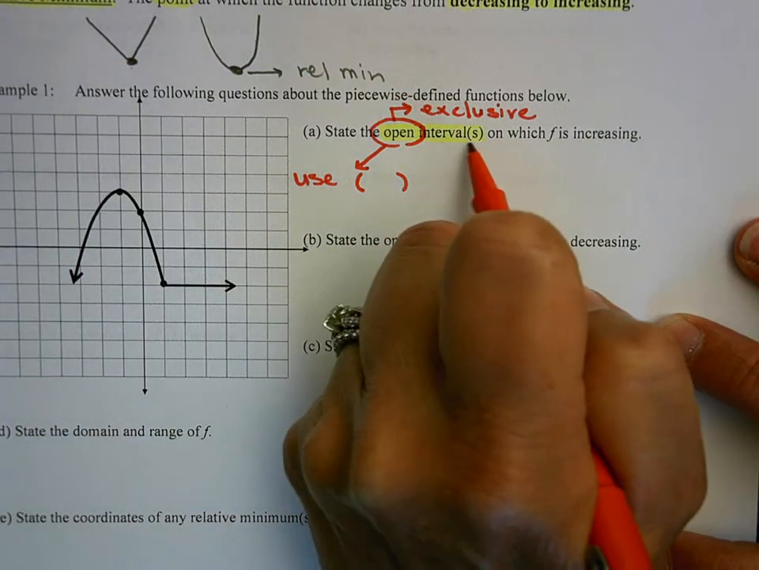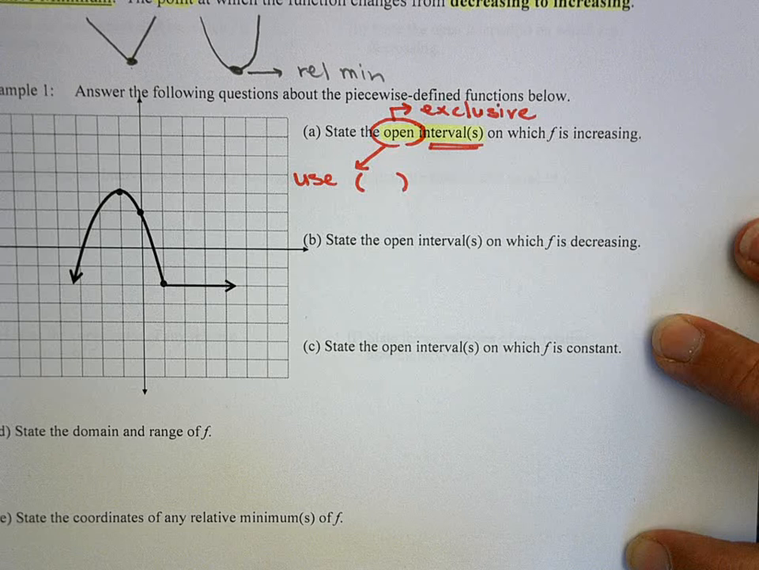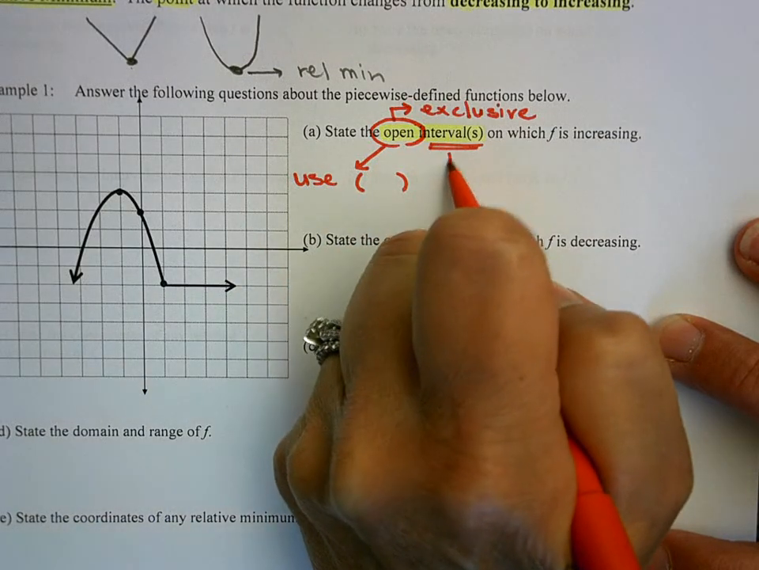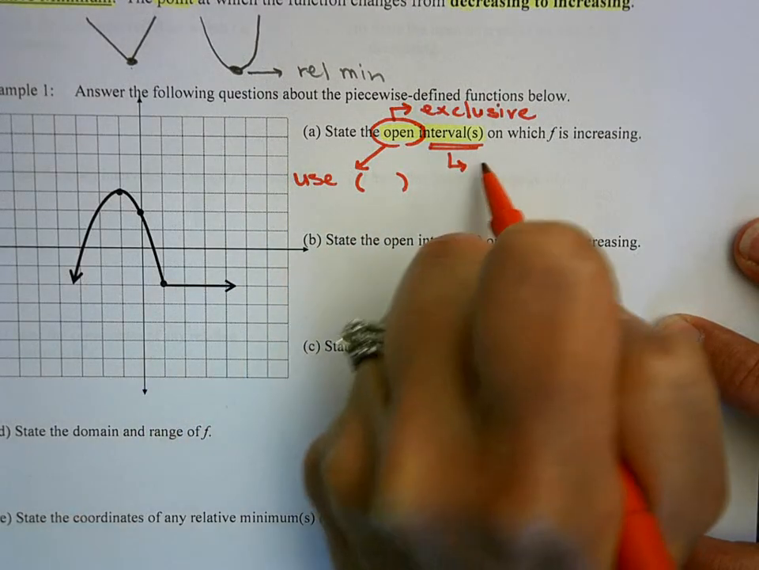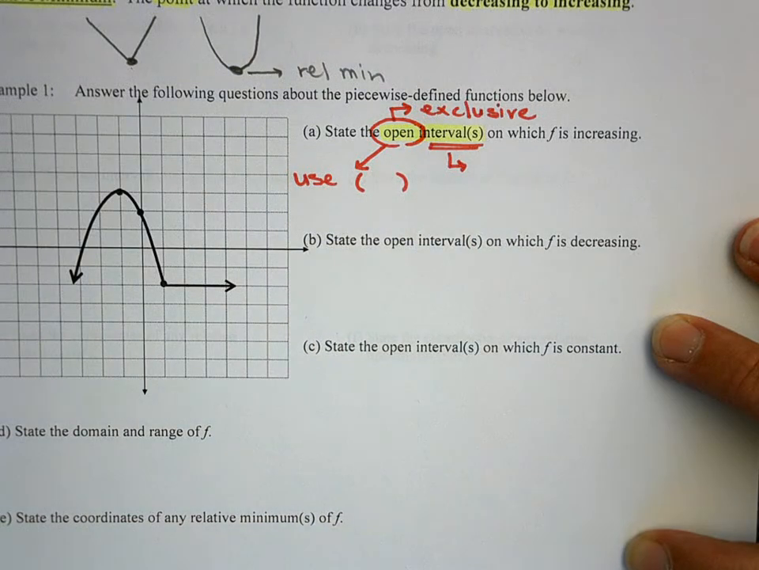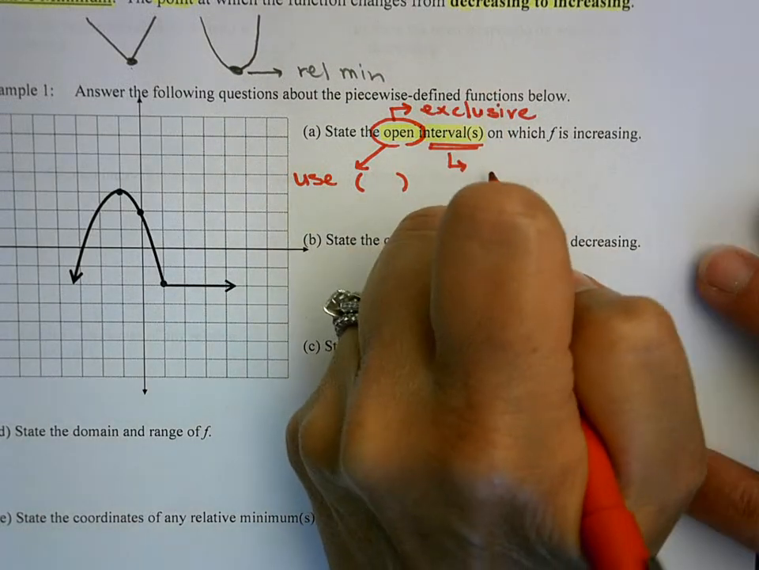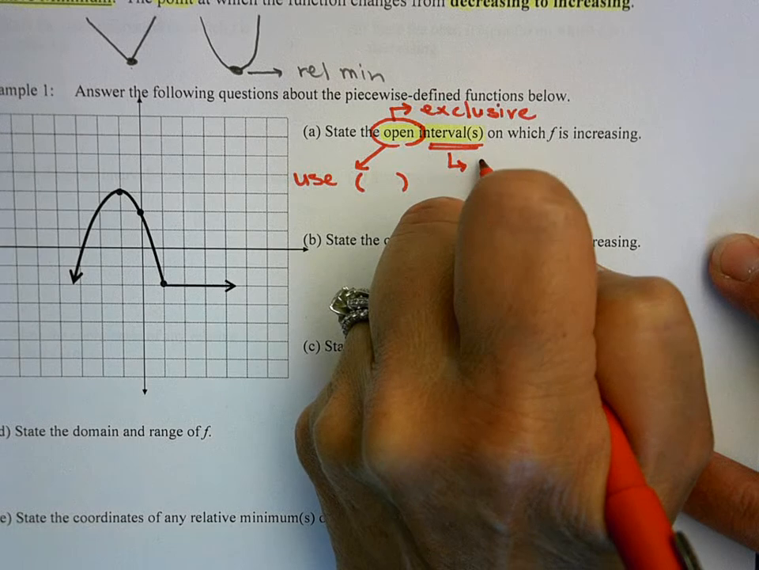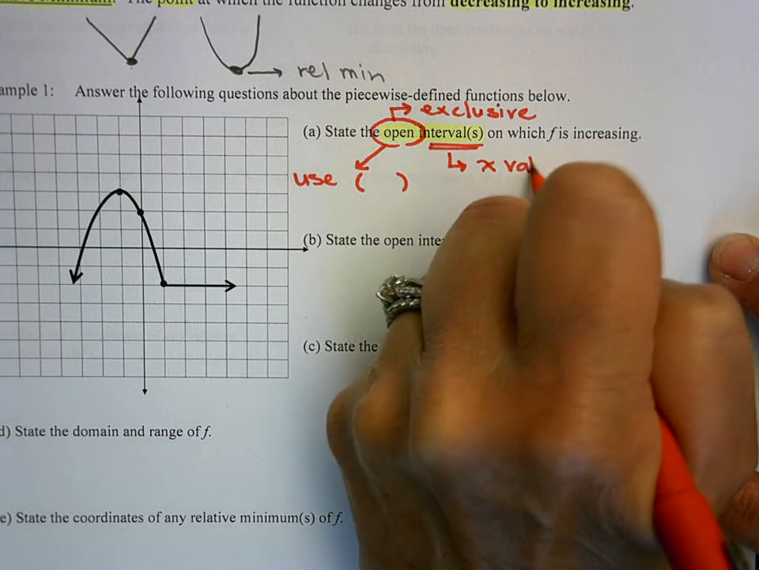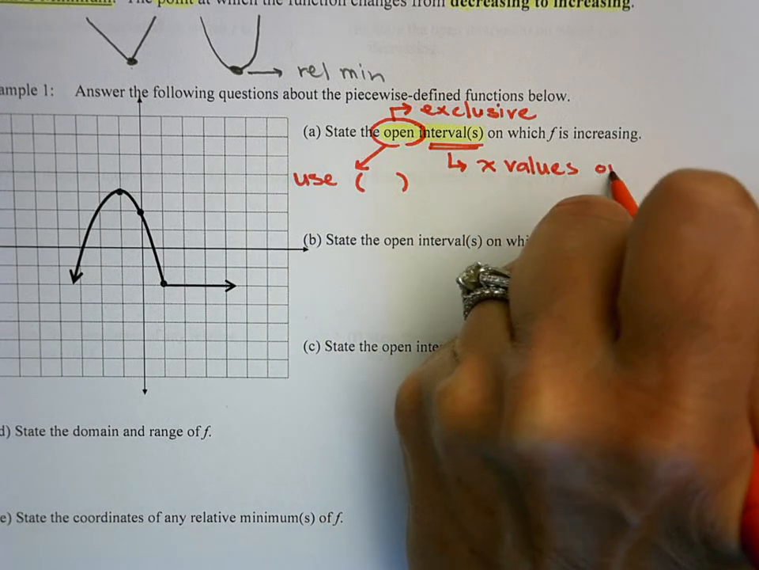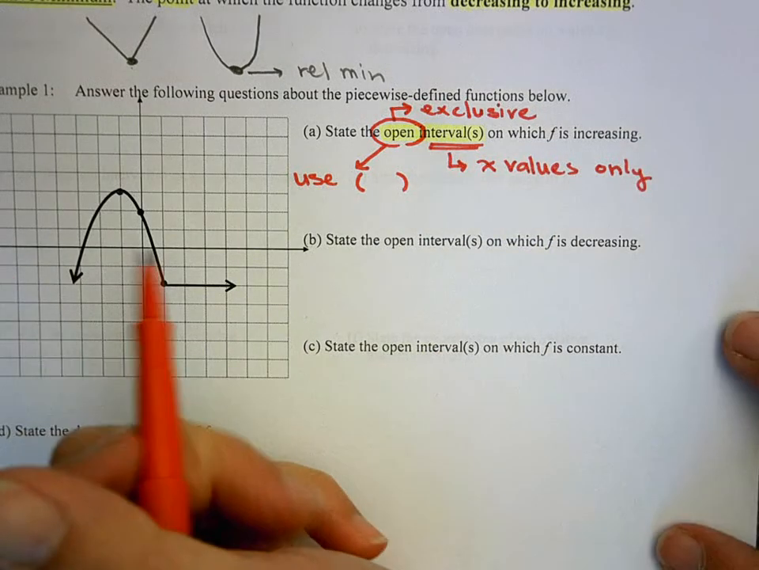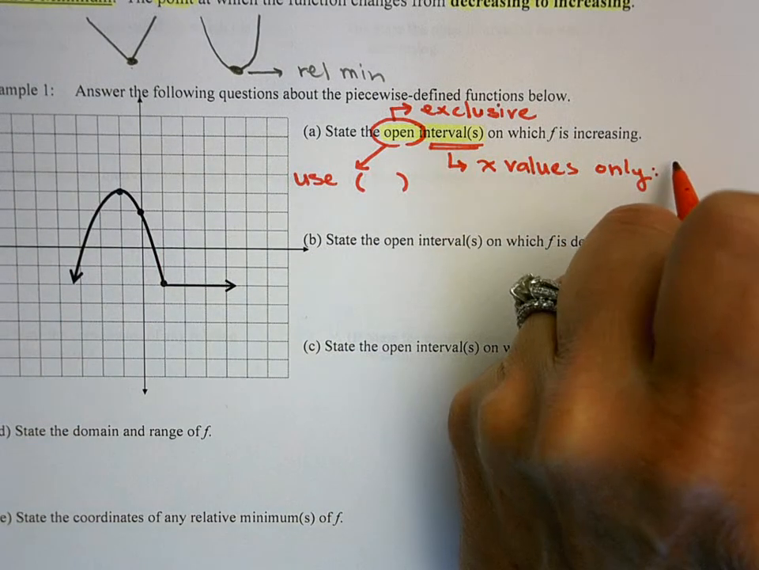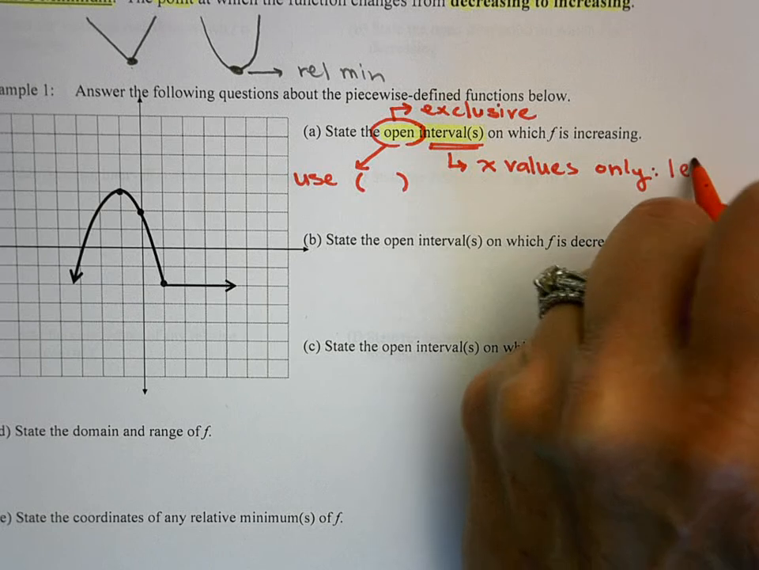And then the intervals, so this part right here can sometimes be confusing. The intervals means we are using the x values. So our left value of x to our right value of x. So we're looking for x values only. And we always want to do our left x to our right x.